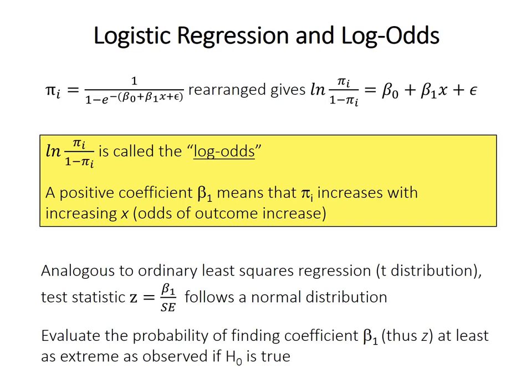So I'll just very briefly mention how the significance testing works, but it's not that important particularly. It's analogous to linear regression. Linear regression assesses the significance of our test statistic against the t-distribution, whereas logistic regression uses a normal distribution. So we evaluate the probability of finding a coefficient, which is converted to this z-value. So we want to know what's the probability of getting a coefficient at least as extreme if the null hypothesis is true. So this is a fairly standard p-value calculation.